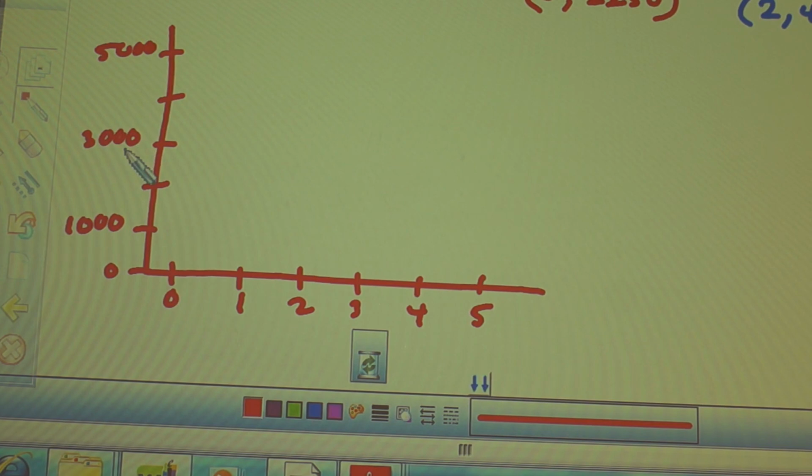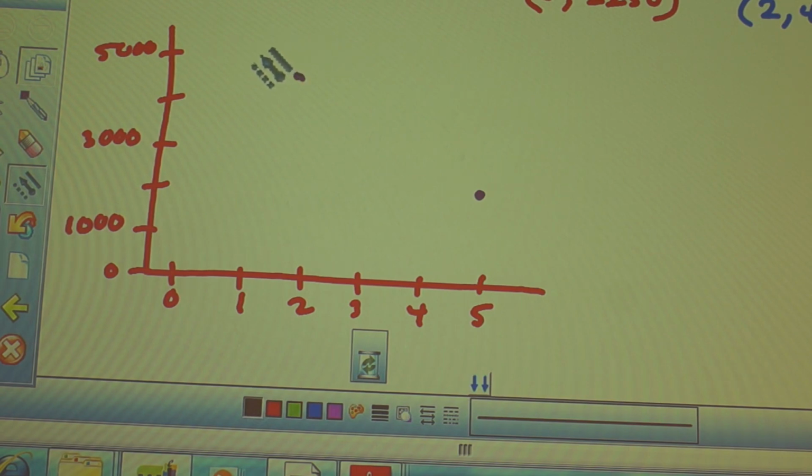Okay. So now I'm going to graph my points. 2 goes with 4,500. 4,000, 4,500. 5 goes with 2,250, so there's 2,000, a little bit more. So it's going to look something like this. Obviously yours may vary, but something along these lines.